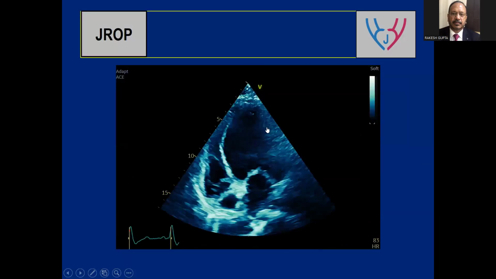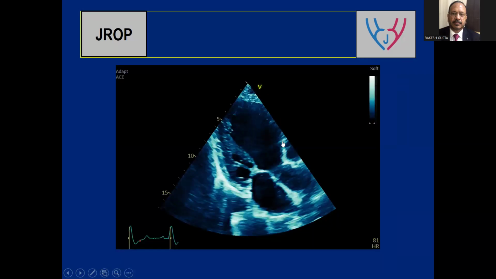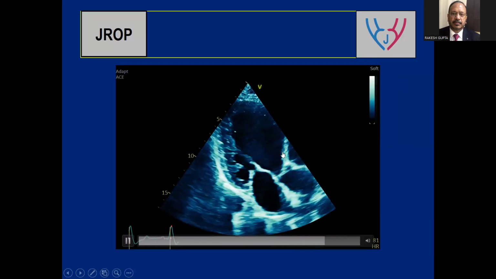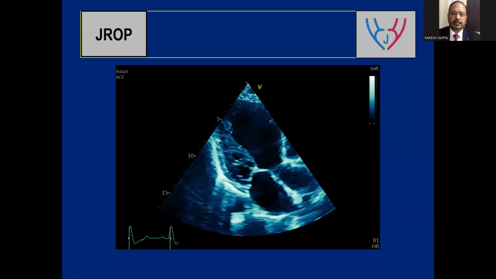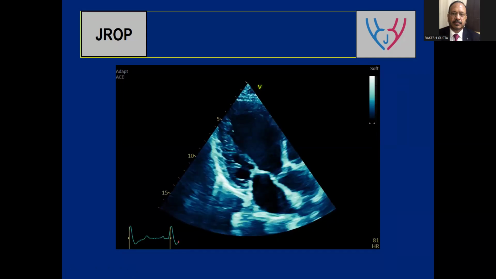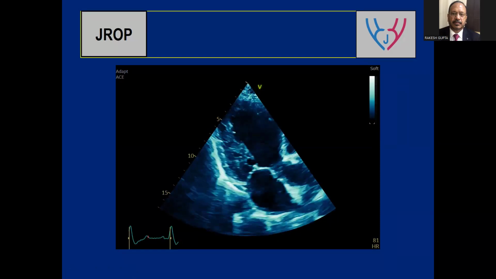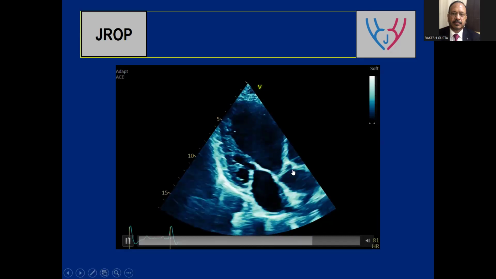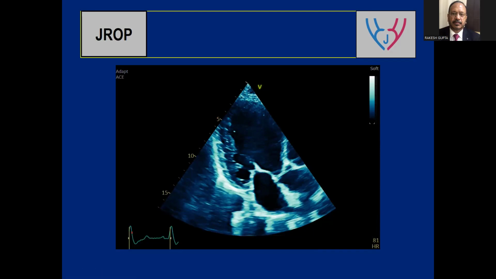And if this segment is not contracting, what does it mean? It means we are dealing with a proximal LAD lesion. And this one segment, which is supplied by the D1 branch of the LAD, has a significance in detecting coronary artery disease.